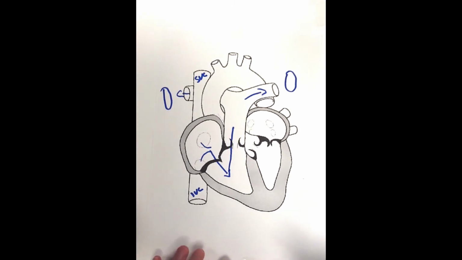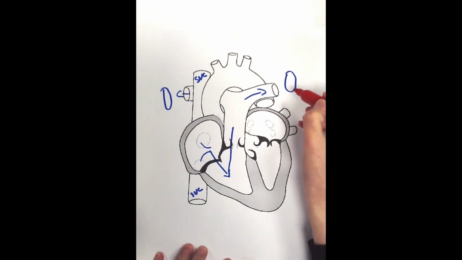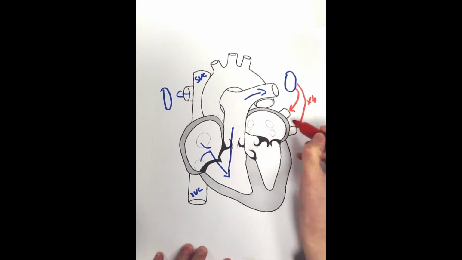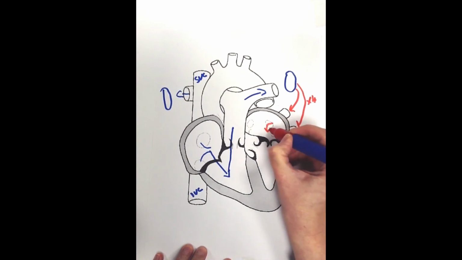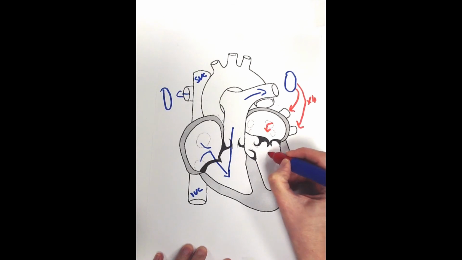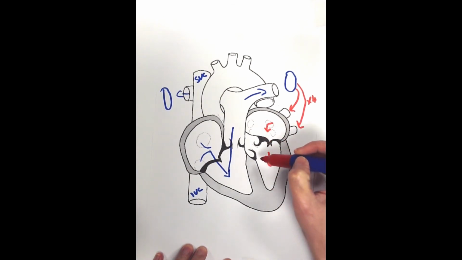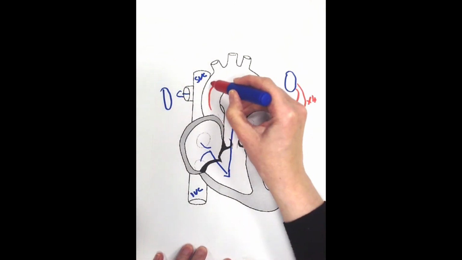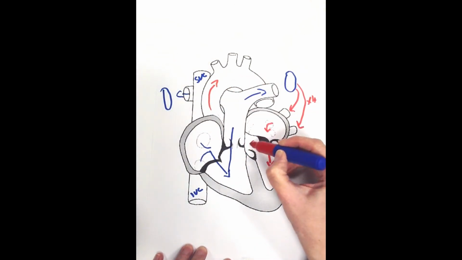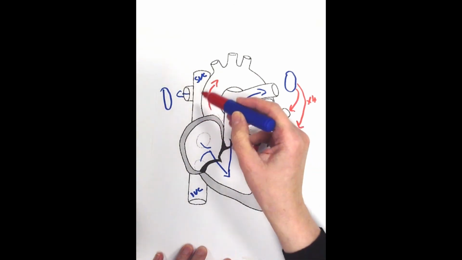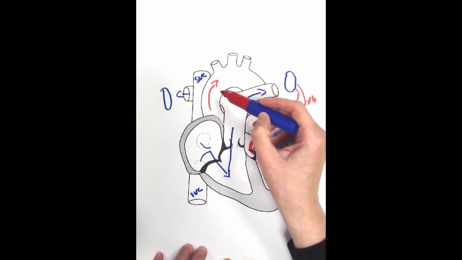exchange will occur and oxygenated blood will return to the left side of the heart from the lungs via the 4 pulmonary veins. So the oxygenated blood now will enter the left atrium and go through the bicuspid valve into the left ventricle. Blood then will be pumped from the left ventricle through to the aortic systemic arch, backflow again being prevented by this semilunar valve here.